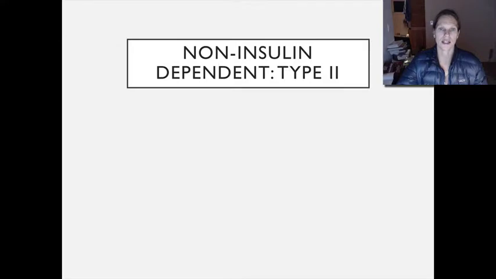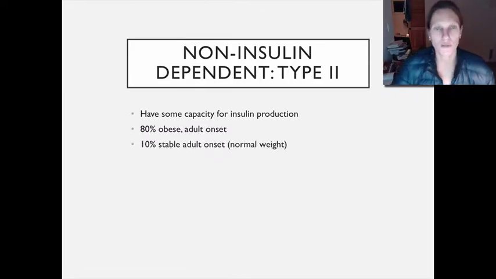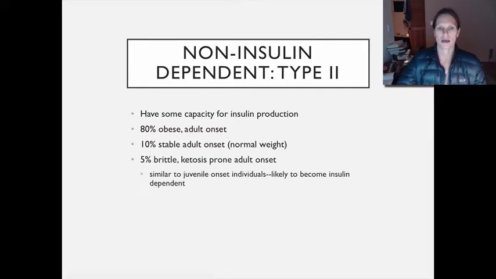All right, with the non-insulin dependent, it's not quite that easy. These people do produce insulin. Actually, you usually will see that their insulin levels are quite high early on. These are oftentimes overweight, more often than not adult, but this is changing. There's a lot more kids being diagnosed with non-insulin dependent diabetes. There are some people that are of normal weight and adult, but that's the minority of the people in this camp. And there are some that are prone to ketoacidosis, just like the type 1s, but there's not that many, only about 5% of them.